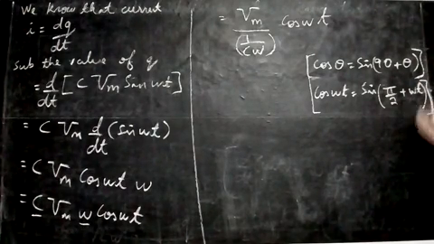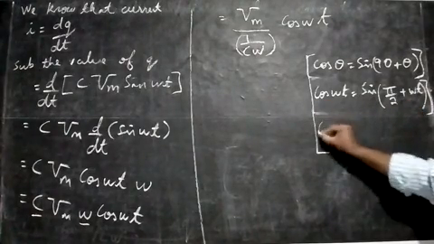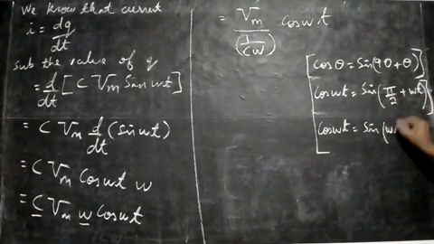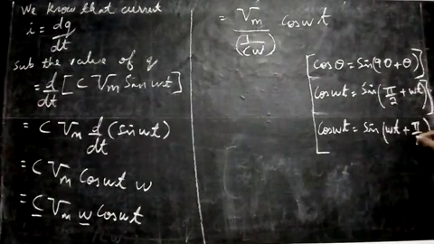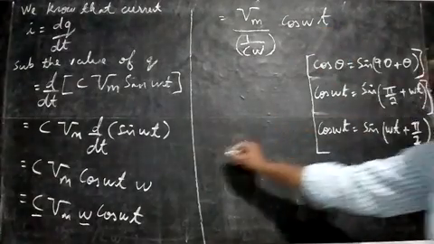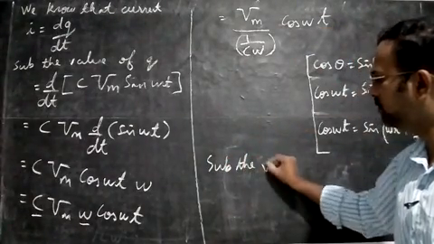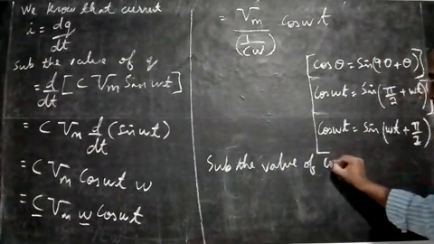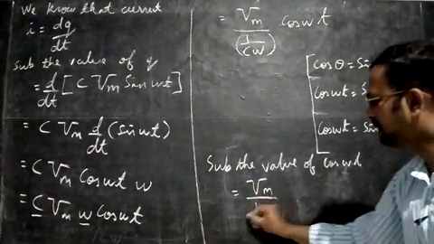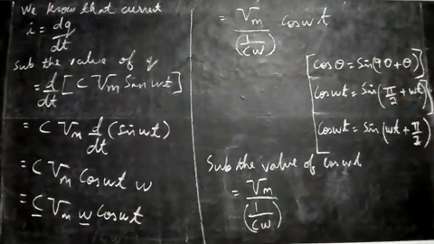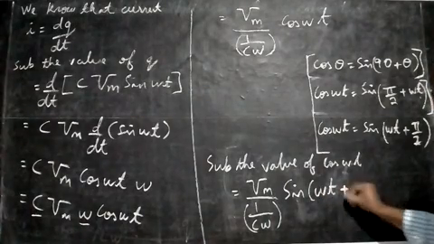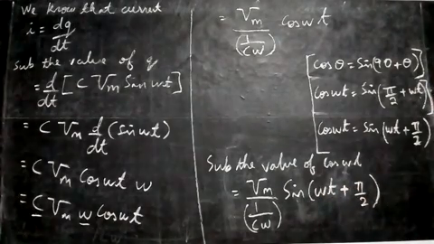Now we're going to substitute here and we can rearrange also. So rearrange: cos omega t is equal to sine of omega t plus pi by 2. I just rearranged it here. Now substitute the value of cos omega t in this equation. So what you get is Vm by 1 divided by C omega, inserting cos omega t, what do you write? Sine of omega t plus pi by 2. So this is the value you will get.